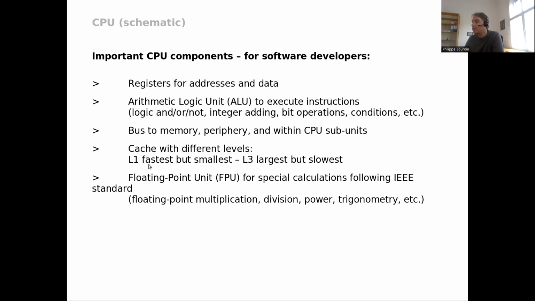L1 is the fastest cache, but usually also the smallest, and it is very close to the CPU, usually on the CPU. And then the L3 cache is of course the largest, but is the slowest cache, but still faster than reading the actual memory. So that concept needs to be understood.